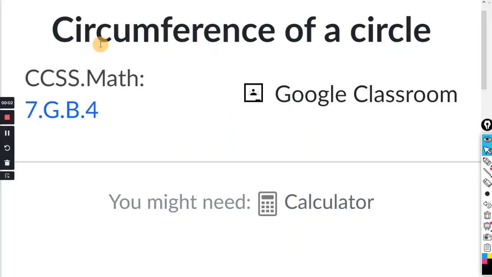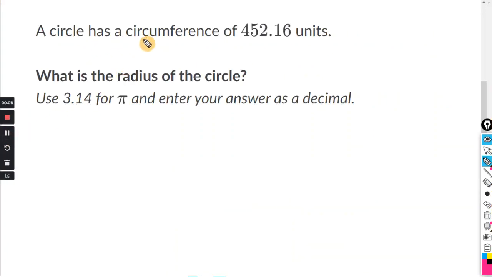This will be for the exercise on the circumference of a circle. So they say the circle here has a circumference of 452.16, and they want us to find the radius. Use 3.14 for pi and enter your answer as a decimal. Don't use the pi key on the calculator. You want to use 3.14 or it won't work.